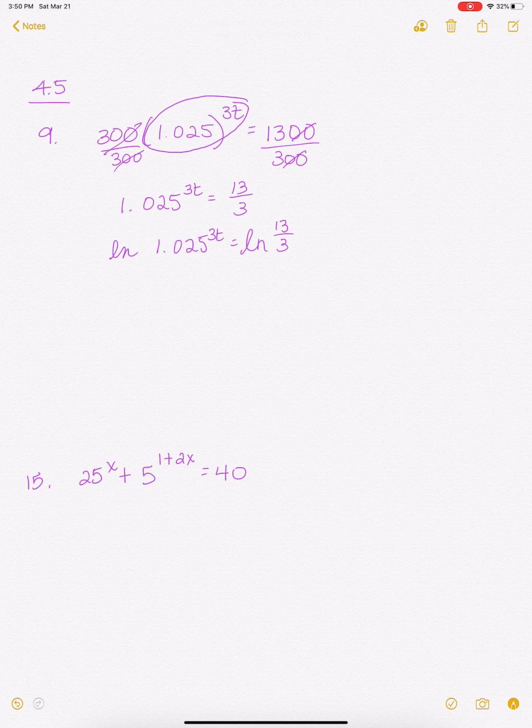and then I'm going to use my log rule for the exponent. Alright, and then I'm just isolating the two sides with any other algebraic equation. So I'm going to divide both sides.